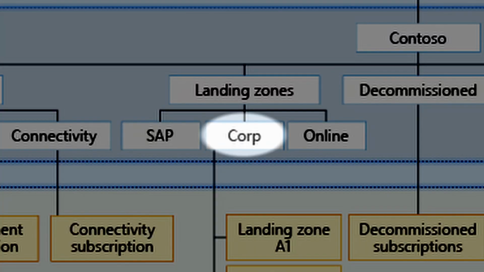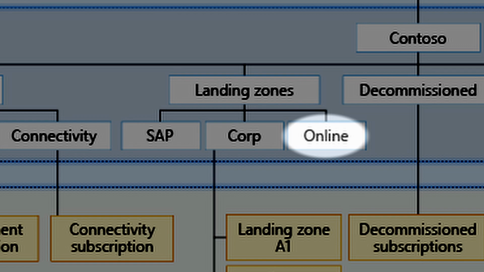It goes without saying that you don't need an SAP management group if you don't use SAP, but it stands as an example of what you can set up here in the landing zones management group. The Corp management group is where you'd put everything that needs network connectivity with the rest of your corporate network. That could be your on-prem environment. Online is where you'd put stuff that isn't dependent on any other internal network connectivity.